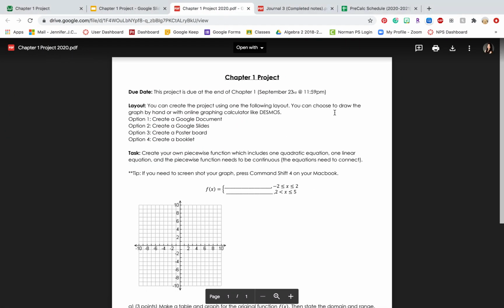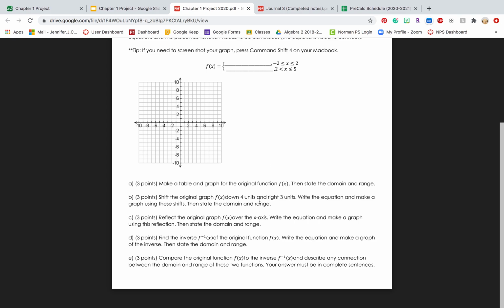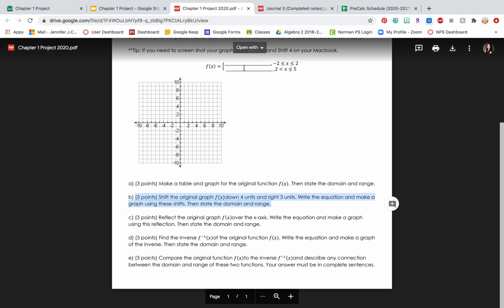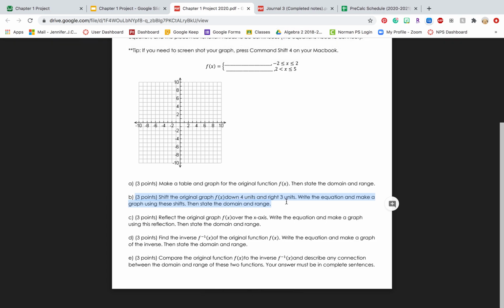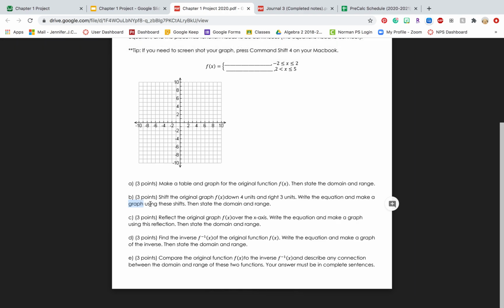Okay, so this is chapter one's project. We're going to be looking at part B and C. To get us started, you will notice that in part B, assuming you already have your original function created, you're going to take the original function that you created and shift it down 4 units and 3 units to the right. And then what you're going to do is show me the new equation and also show me the graph that it has been shifted and state the new domain and range.